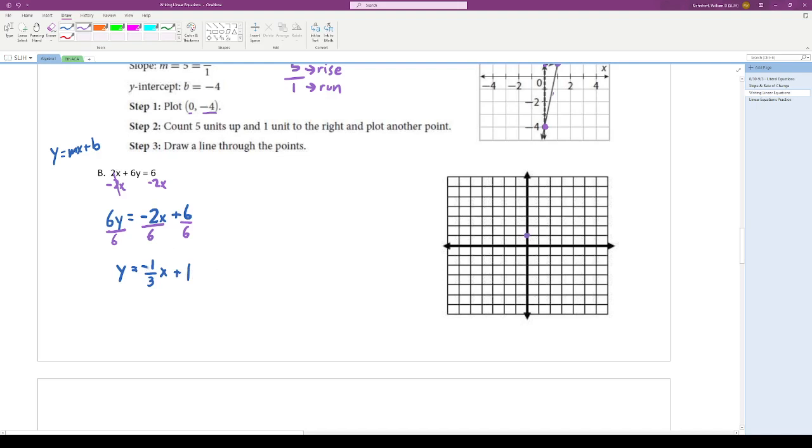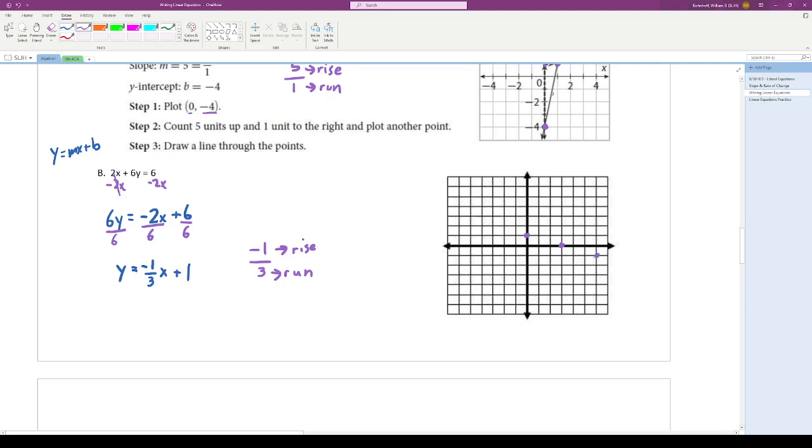Then we use our slope, so negative 1 over 3, that's our rise over our run. And since this is negative, you could think of this rise as actually being a fall. We go down 1 space, and we go 3 to the right. So I go down 1 and to the right 3, and I land right here as my next point. If I wanted to get more points, I could keep doing that, because I could find another point by going down 1 and right 3 again.